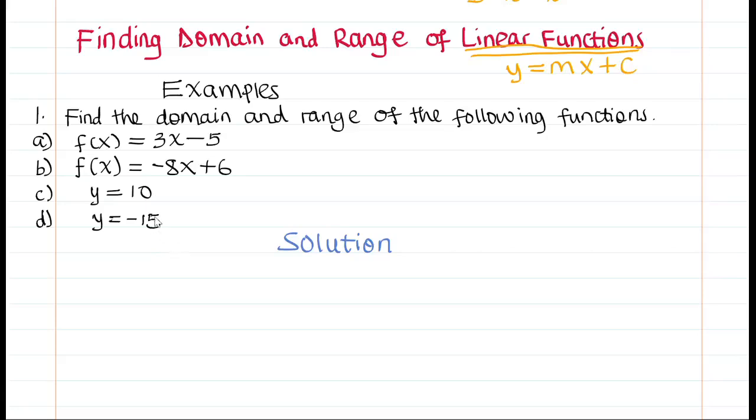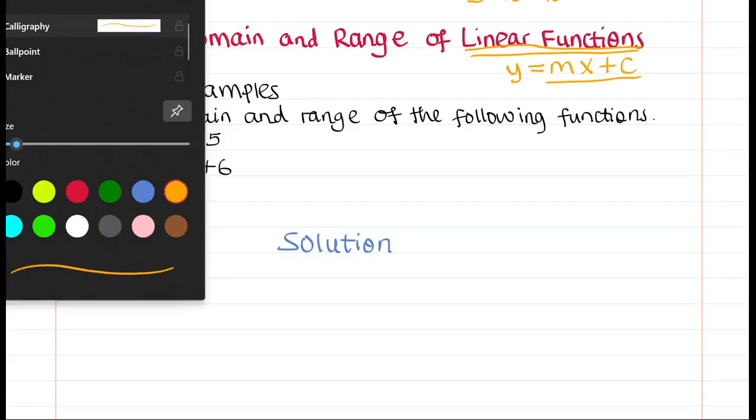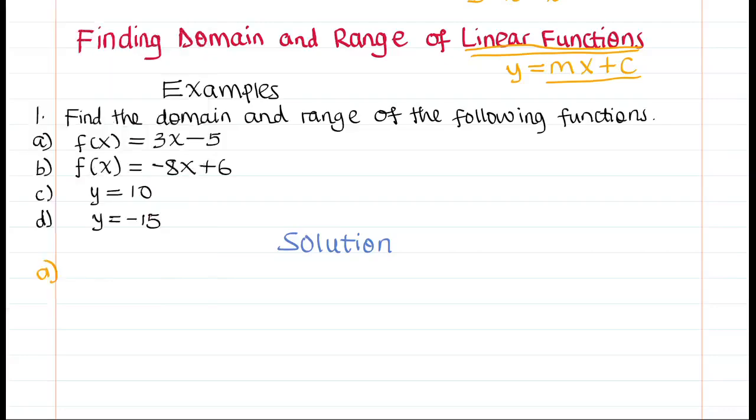If you look at these examples given, they are in the form of the linear equation or the linear function. So to solve this, for part A, the question says find the domain and the range of the following functions. For the first, f of x equals 3x minus 5.